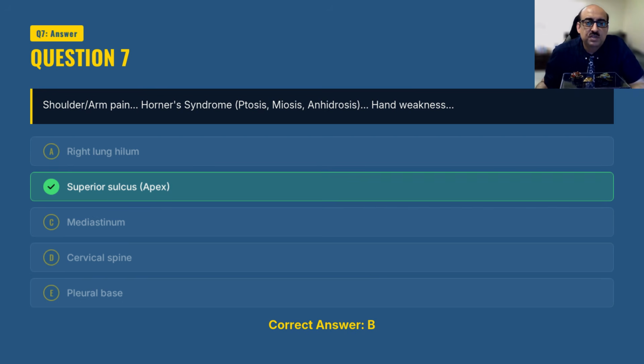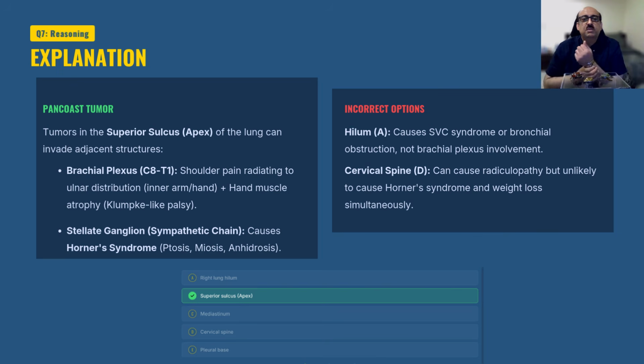So a patient with shoulder and arm pain, Horner syndrome, which is suggested by ptosis, miosis, and anhidrosis on the ipsilateral side, and weakness of the small hand muscles on the same side. No doubt that it's a Pancoast tumor. So what's the location? It's the superior sulcus, which is the apex of the right lung.